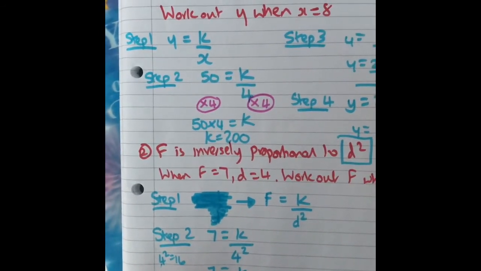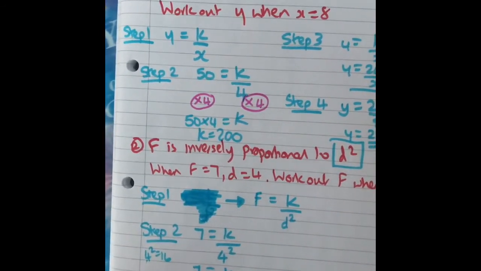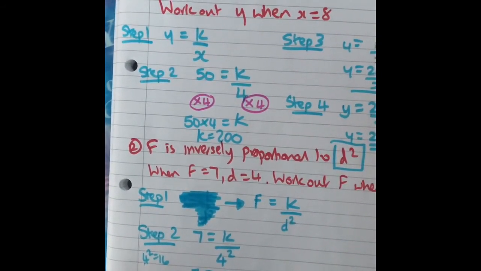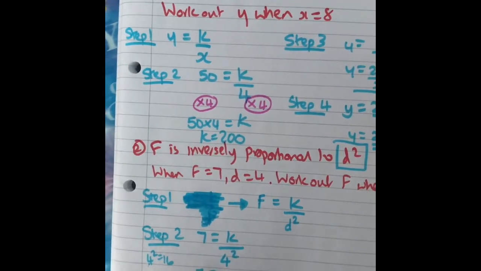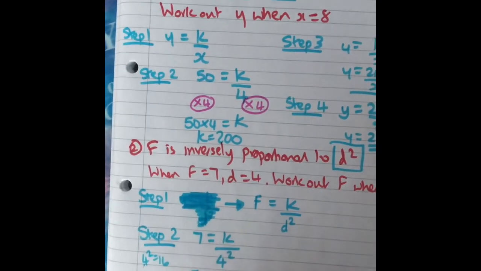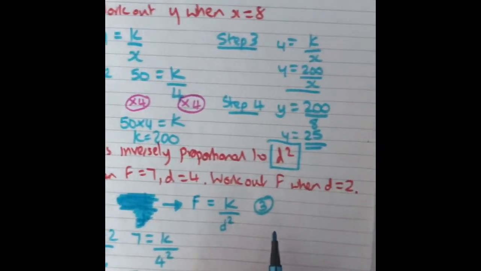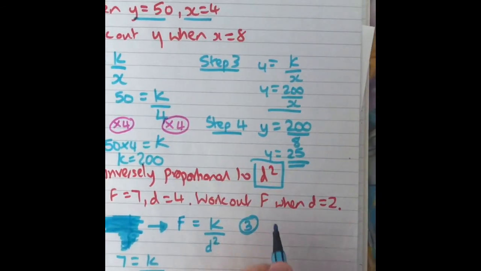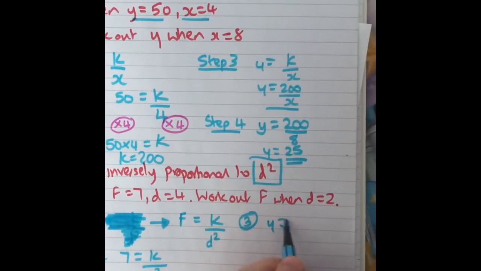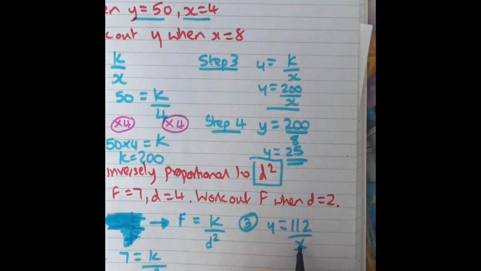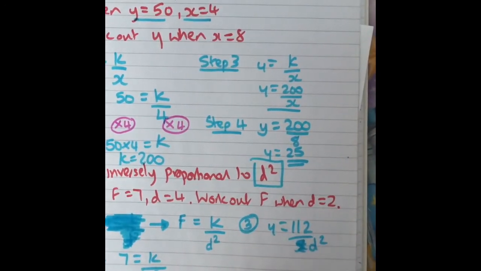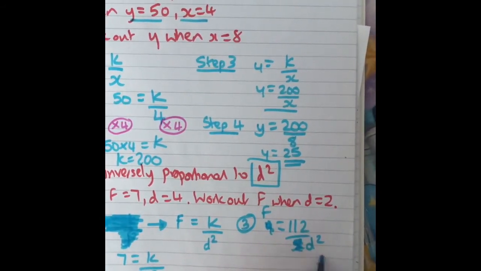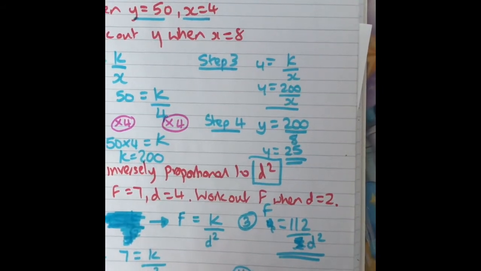So k equals, right, 10 times 7 is 70, and then 6 7s are 42. So 70 plus 42 is 112. So step 3 was write the equation out with the k value put into it. So y equals 112 over x, but it's d squared, and that should be f. So f equals 112 over d squared. That's your formula.